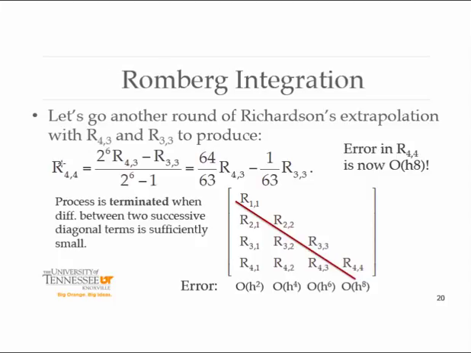So continuing the madness, you could go to R4,4, which would be extrapolating the last two approximations you have column-wise, and you'll again eliminate the O of h to the sixth term, and what's left is an O of h to the eighth term. So the error now is O of h to the eighth.